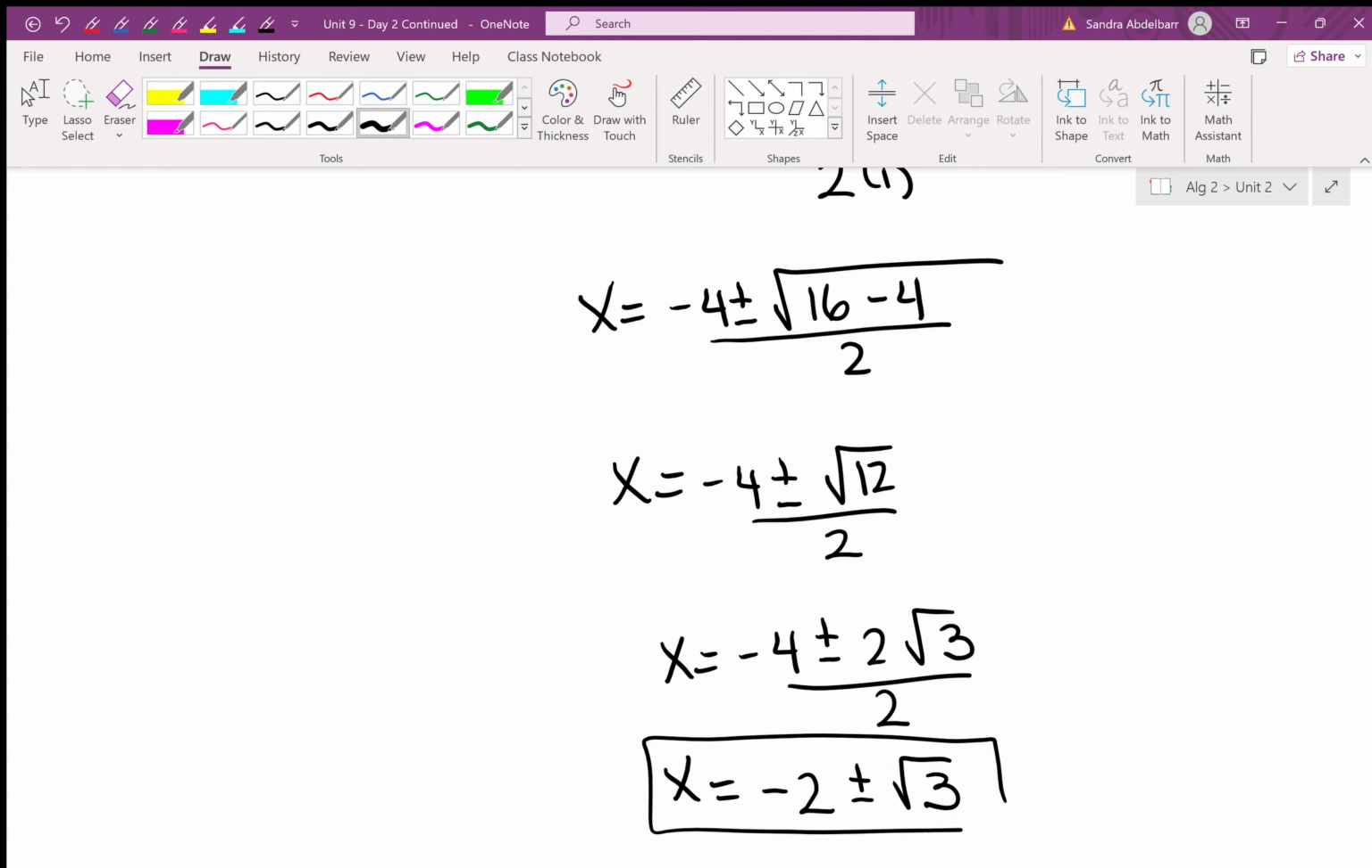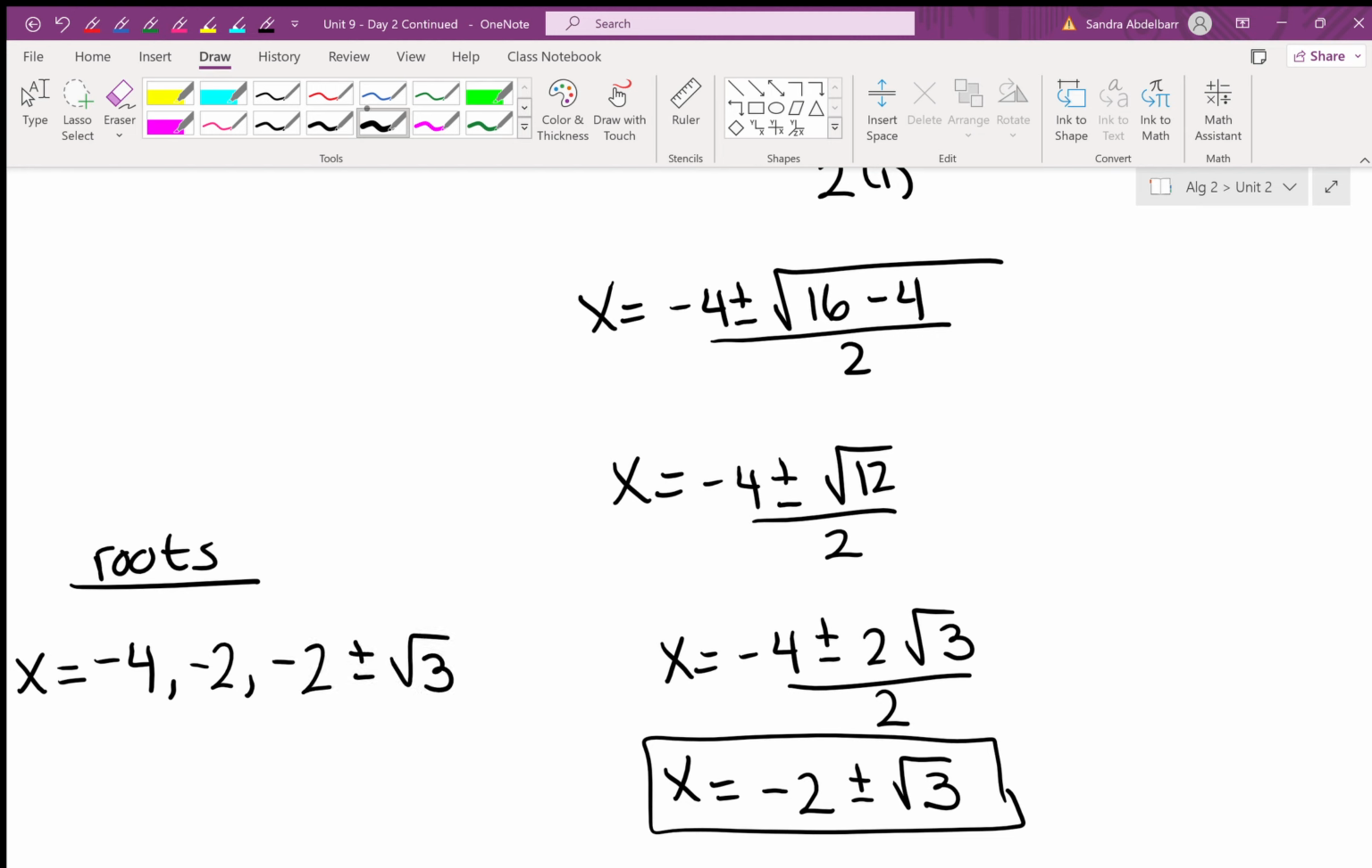How many roots is this? 4. So we get x equals, what are the roots? -4, then we had -2, and then -2 plus minus root 3. That counts as 2 right there.